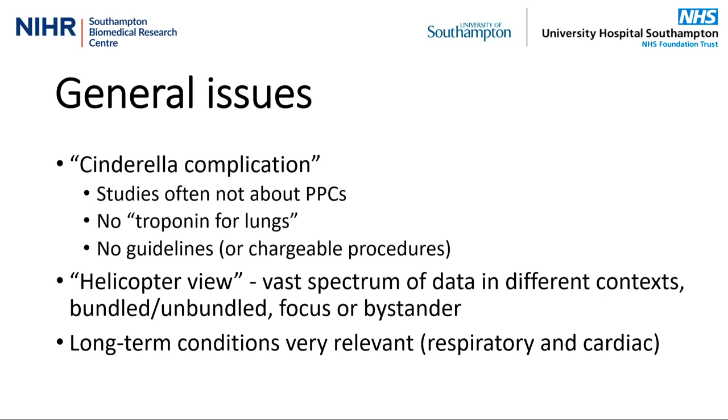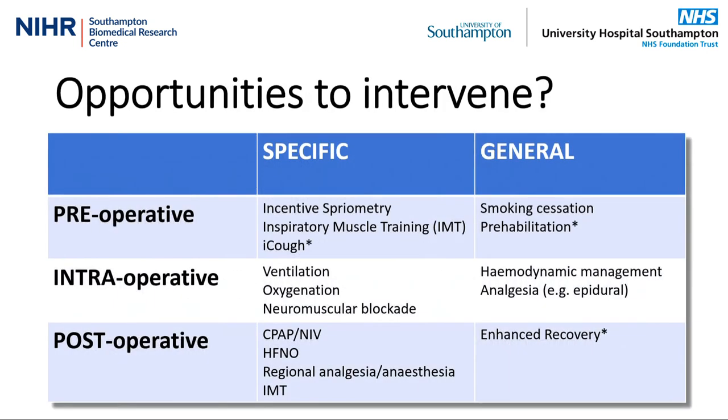So the helicopter view of the studies I'm going to romp through in a moment is that there's lots of data from a whole variety of different contexts, often bundled interventions, so interventions as part of something like enhanced recovery or prehabilitation, sometimes unbundled, and the outcome is occasionally the focus, but often a bystander outcome for a study which is maybe focused on mortality or something else. I think long-term conditions are very relevant. Rupert's touched on this already, and I'm not going to explore it in any more detail, although there is some data about the literature around optimizing chronic respiratory conditions, including COPD, asthma, and fibrotic disease.